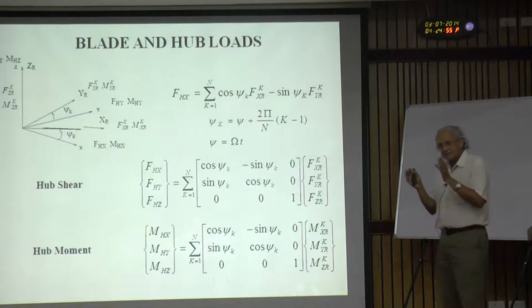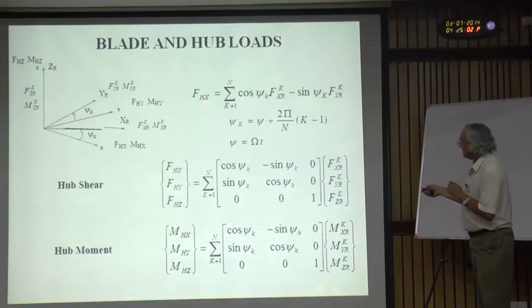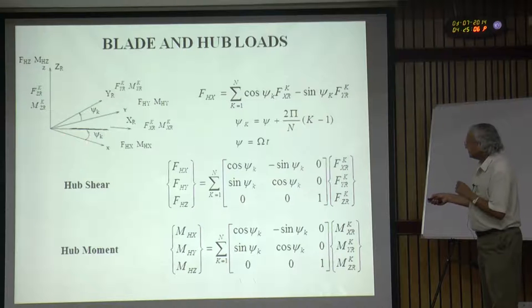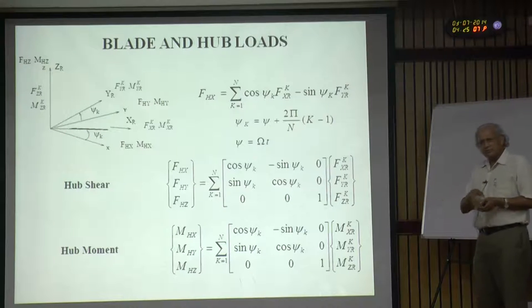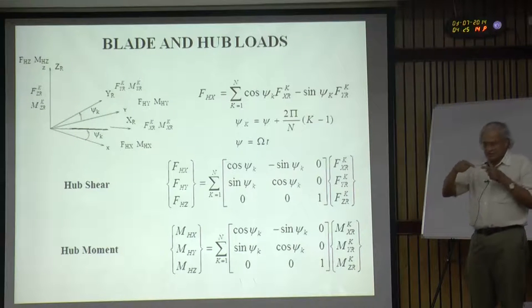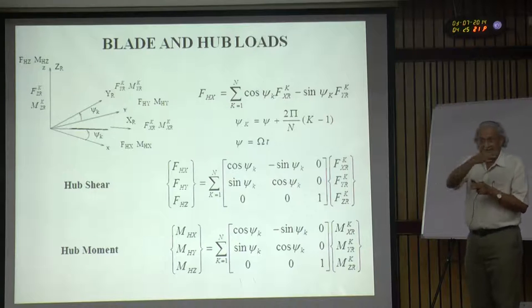So you have to sum up, because this summation I have put here is the blade load. One blade is here. One blade will give, at the root, three forces and three moments, which are three shear forces, three moments. So each blade will have some load at the hub, at the root.